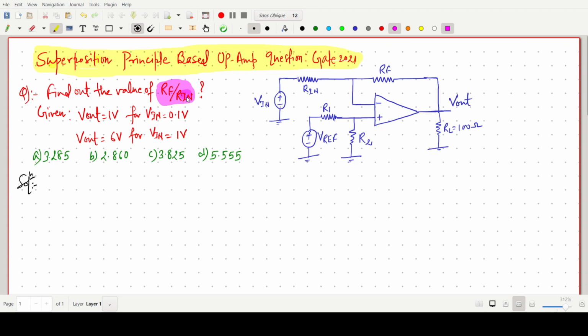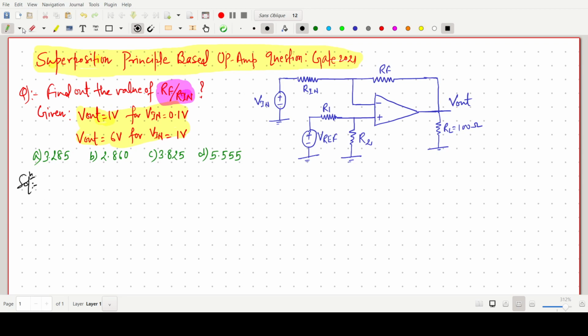In addition to that, two conditions are given. Condition number one: V output is 1 volt when V in equals 0.1 volt. And the other one: V output equals 6 volt for V in equal to 1 volt. So these are the two conditions.